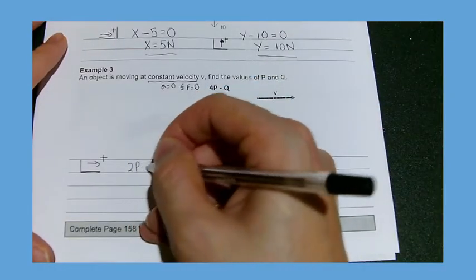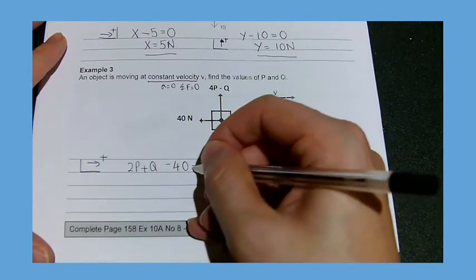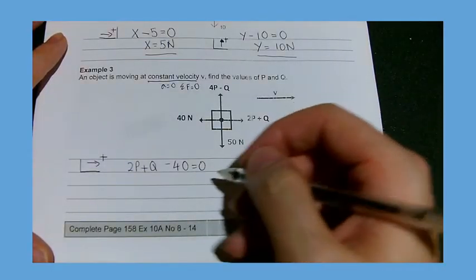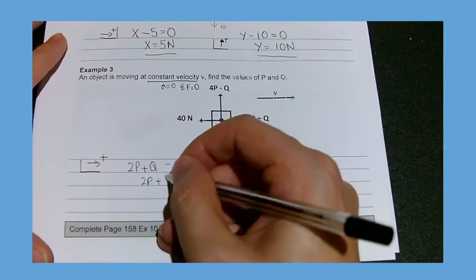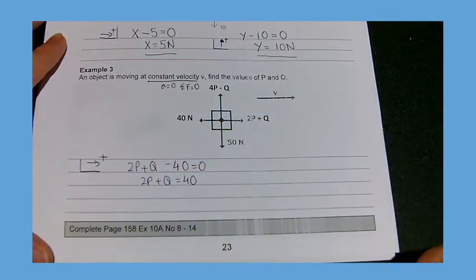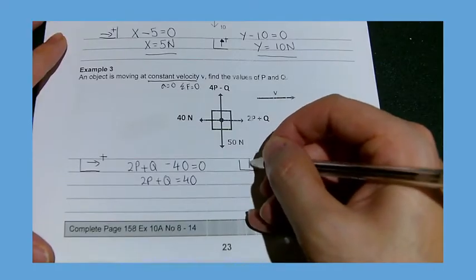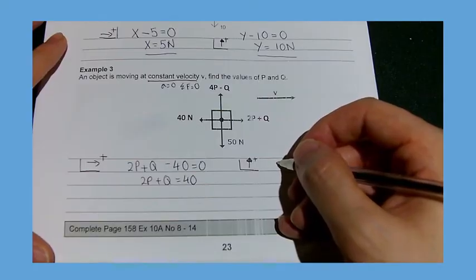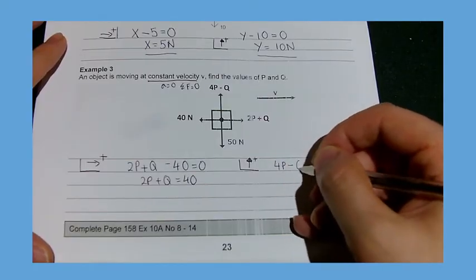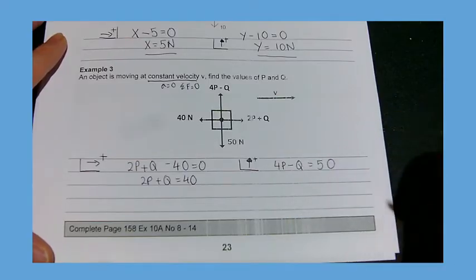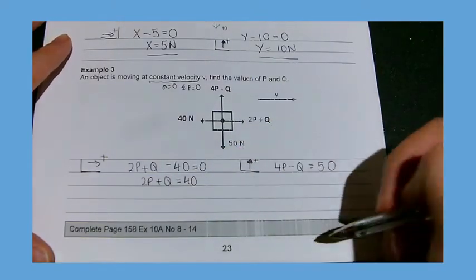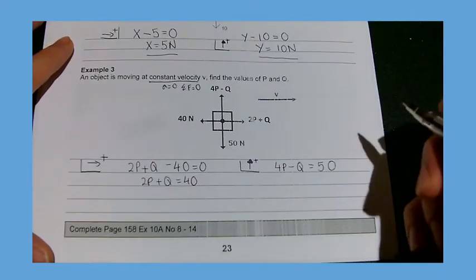So what I can say is that 2p plus q minus 40, horizontally there is no resultant force causing it to accelerate, therefore it's equal to 0, and you're left with 2p plus q equals 40. Then we're going to look at resolving vertically. Taking up to be positive, 4p minus q must be equal to 50. They're balancing each other out, there's no overall resultant force vertically either.